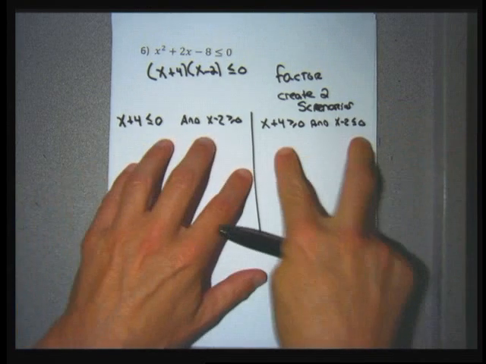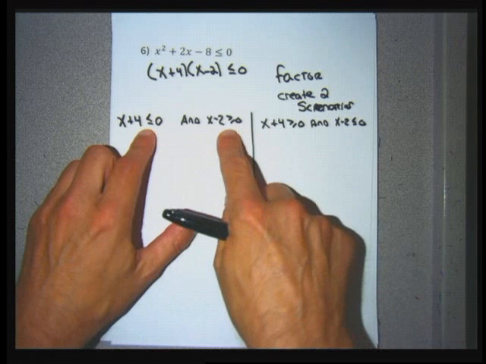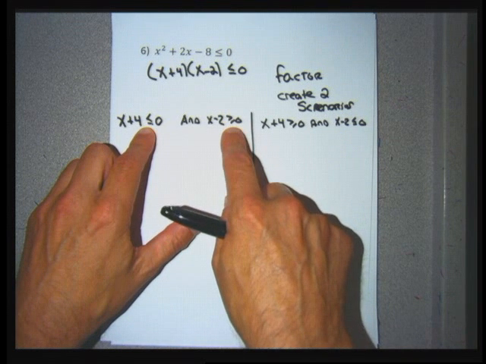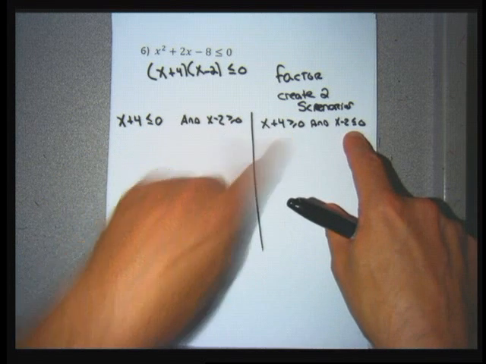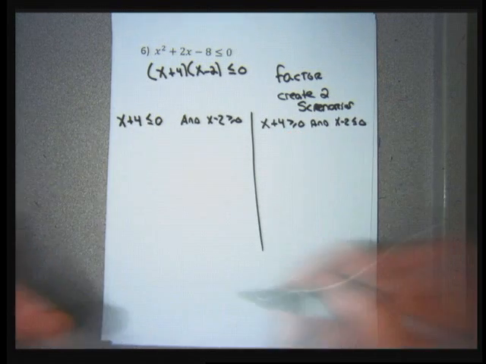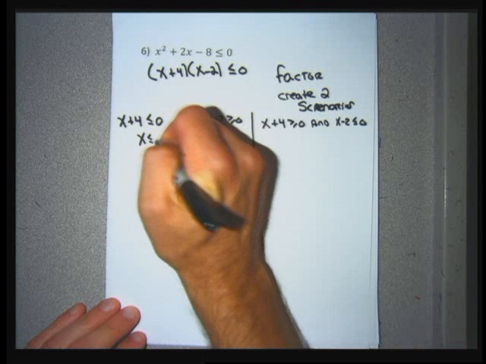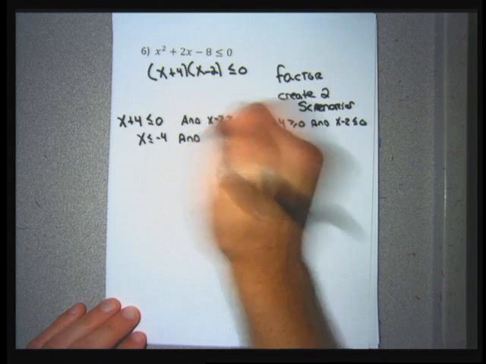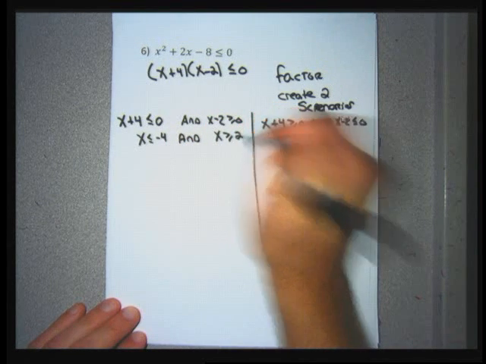It doesn't matter which side of this vertical line you write these on. We need two scenarios, both having opposites: one less than, one greater than, one greater than, one less than. So one with an x plus 4 less than 0, one with an x plus 4 greater than 0. Solve these. The first one, the x plus 4 less than or equal to 0, solves to x is less than or equal to negative 4. The x minus 2 greater than or equal to 0 solves to x is greater than or equal to 2.